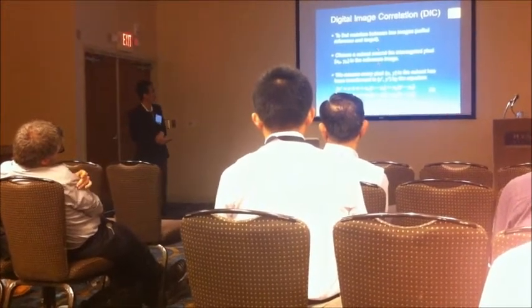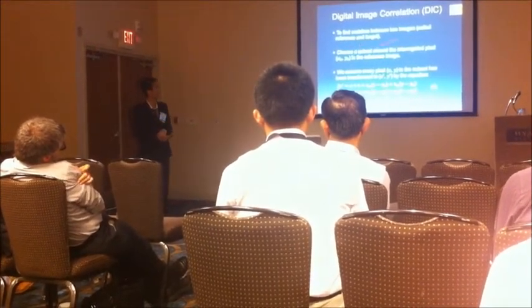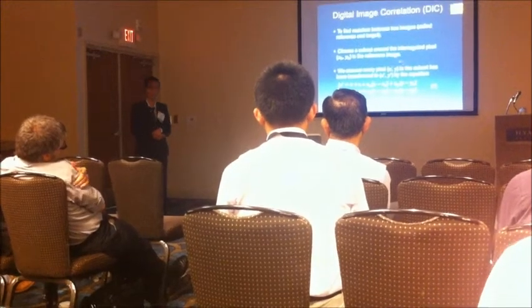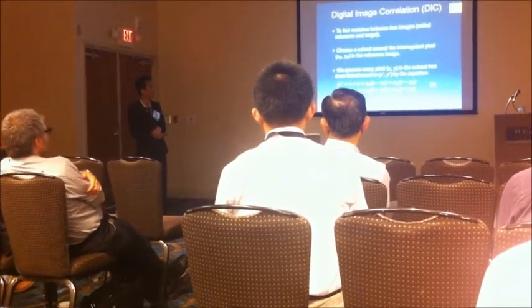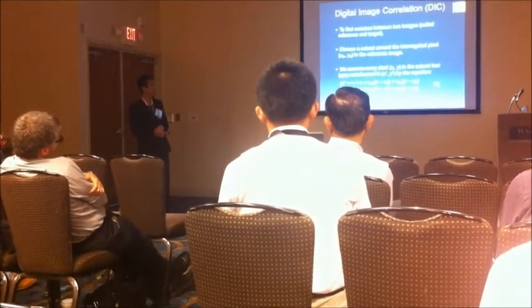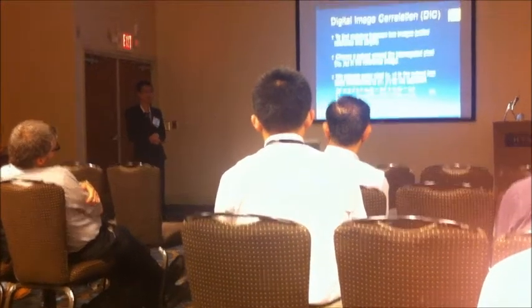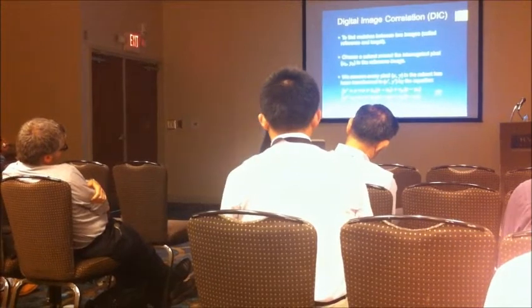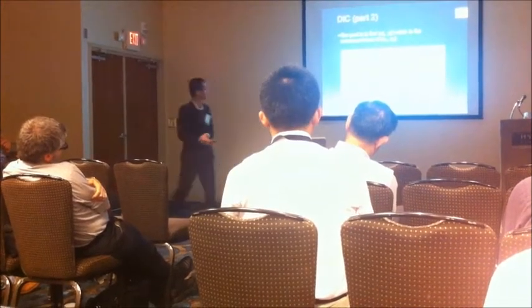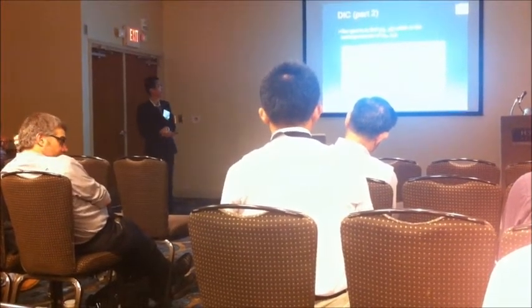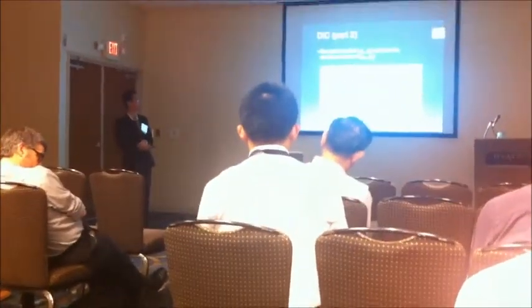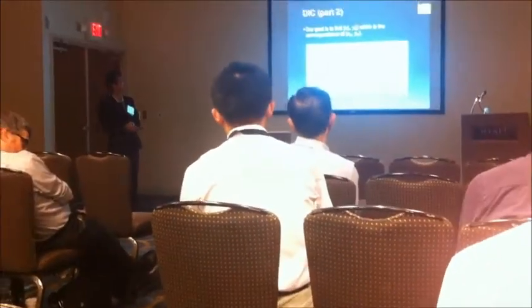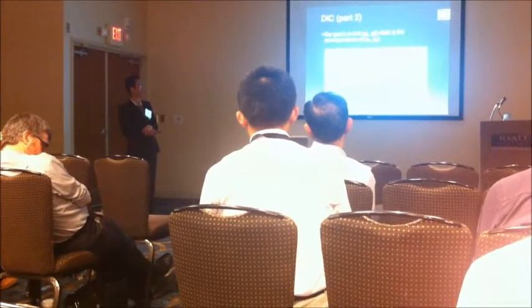skim through it. So we choose a subset around each pixel in the reference image, and then we assume that there's a transformation equation in that subset. Follow this. So we assume every pixel in the subset around the pixel we want to find the correspondence to follow that equation.